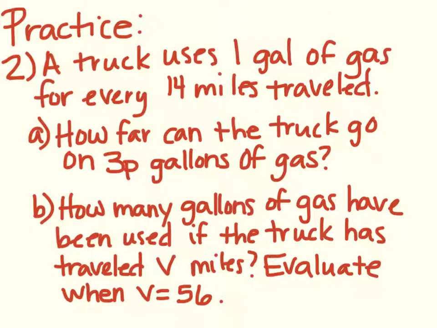Here is practice problem 2 for this section. A truck uses 1 gallon of gas for every 14 miles traveled. So, how far can the truck go on 3p gallons of gas? And how many gallons of gas have been used if the truck has traveled v miles? Once you've calculated that, evaluate when v equals 56. Press pause while you work, and when you come back, we'll look at our last practice problem for Chapter 7.5.